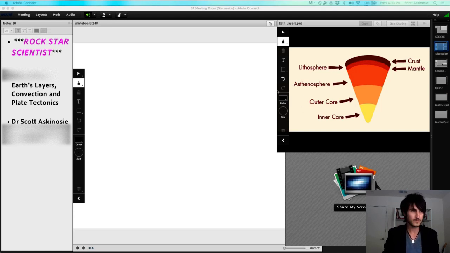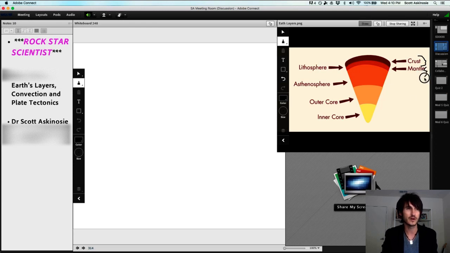Okay, so if you look here, I've got an image of the layers of the Earth. It's kind of like a cross-section, a little candy corn guy, if you will. And what we have here is Earth has three main layers. It has the top layer that we're most familiar with called the crust. It has the central layer called the mantle. And then it has the inner layers that we call the core.